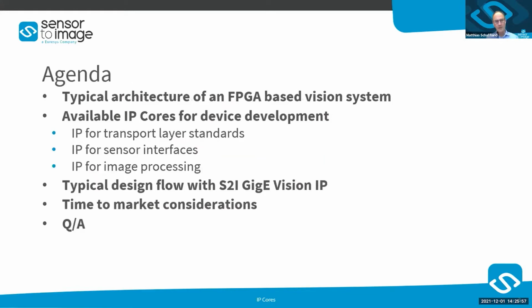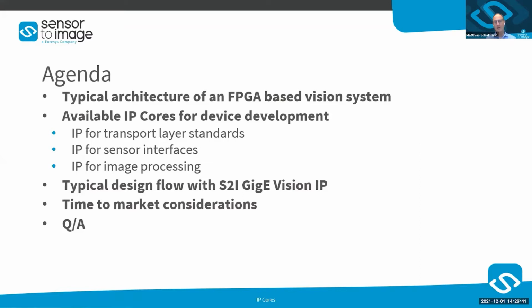I want to talk first about a typical architecture of FPGA-based vision systems. Of course there are always some differences, but the main components, and to map them with a typical design using IP cores. Then we have a look at typical IP cores which are available for FPGAs. Three main topics we have here. First is the transport layer IP cores. That means how to transfer images out of an FPGA, out of a component, to another system.